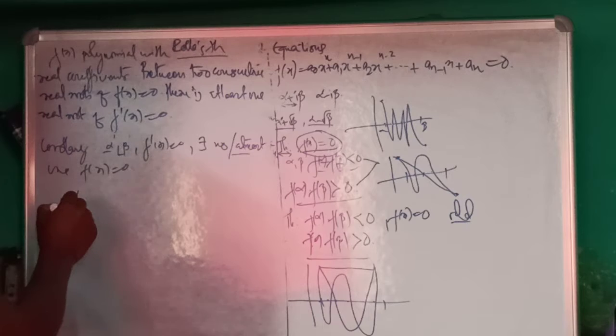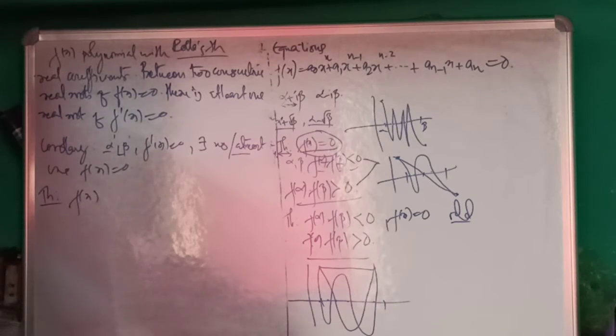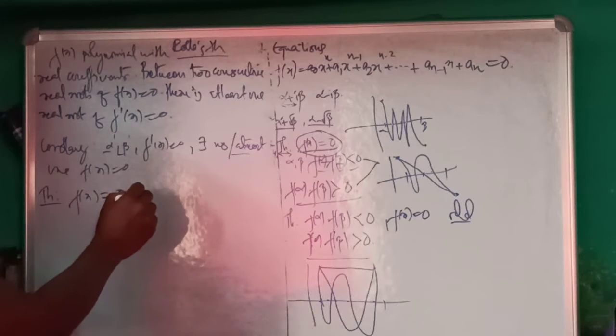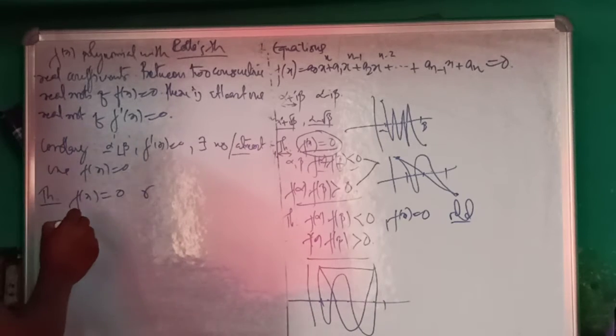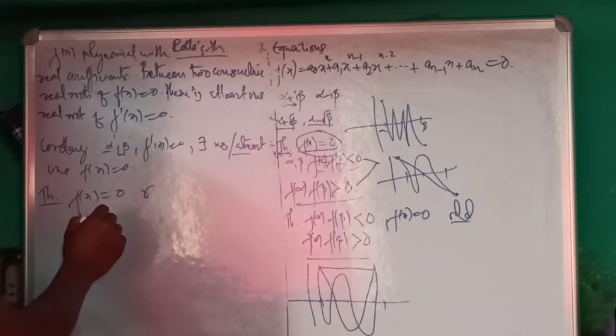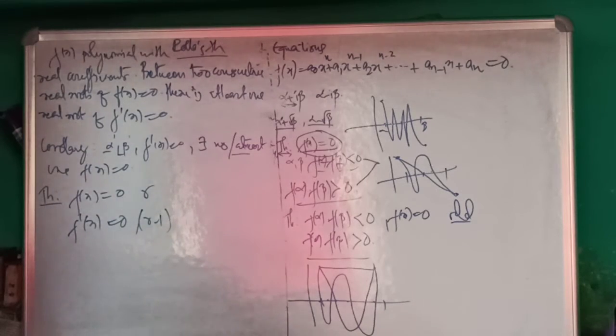This is another theorem. Suppose f of x equals 0 has r real roots. Then the number of real roots of f dash of x equals 0 is r minus 1. Is that clear? Okay, I think these things are simple.